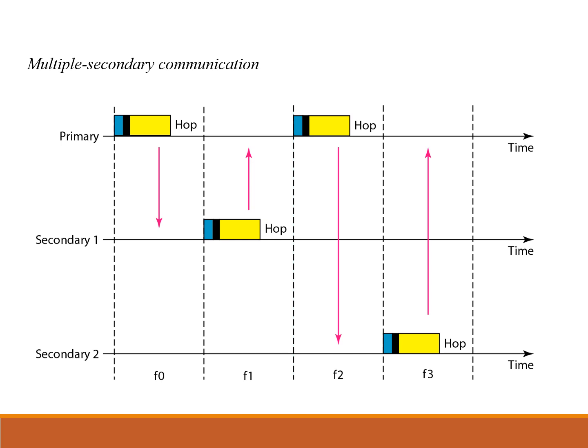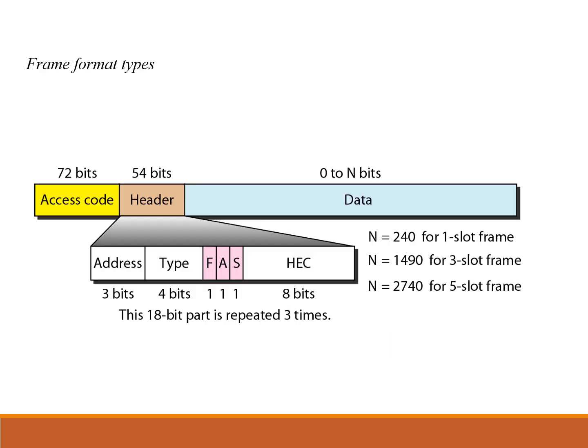In slot 0, the master sends a frame to slave 1. In slot 1, only slave 1 sends a frame to the primary because the previous frame was addressed to secondary 1, otherwise slaves are silent. So in slot 2, the master sends a frame to slave 2. In slot 3, only slave 2 sends a frame to the primary because the previous frame was addressed to slave 2. Other slaves are silent here.